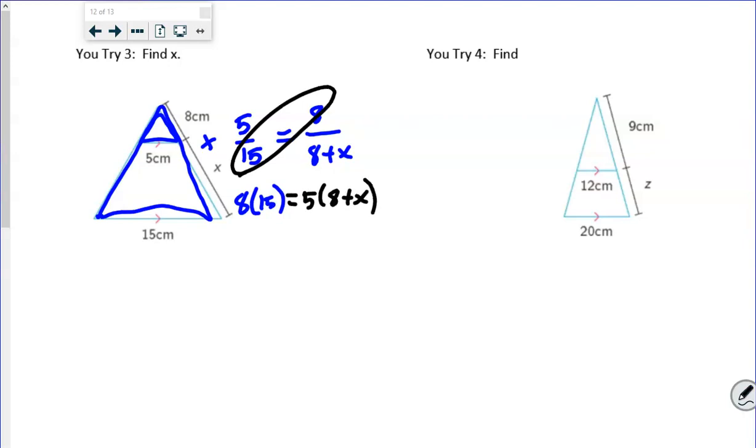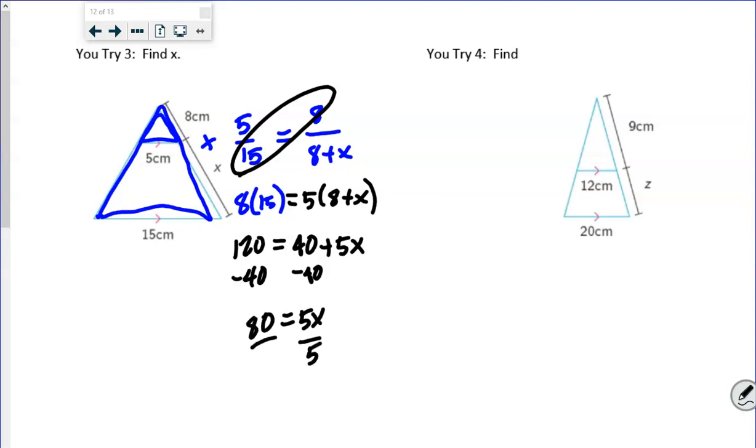Do y'all remember the distributive property? Hopefully. So 8 times 15 is 80. And that's equal to 5 times 8 is 40, and then 5 times x is 5x, right? So we're going to subtract 40 from both sides. Wait a minute, that was 120. My bad. This was 120, y'all. I looked at the wrong place. So then we're going to subtract 40 from both sides. That's when we get 80 is equal to 5x. We're going to divide both sides by 5. So x is equal to 16.